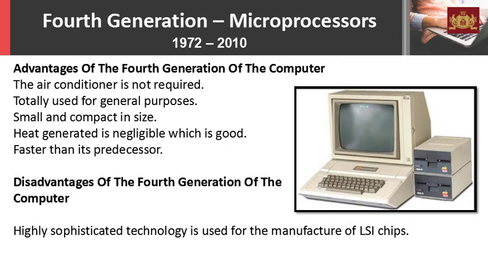Advantages of the fourth generation of the computer: the air conditioner is not required. Totally used for general purposes. Small and compact in size. Heat generated is negligible, which is good. Faster than its predecessor. Disadvantages of the fourth generation of the computer: highly sophisticated technology is used for the manufacture of LSI chips.